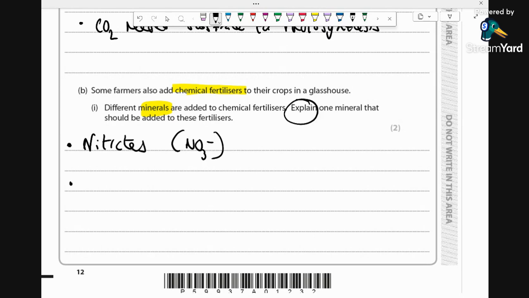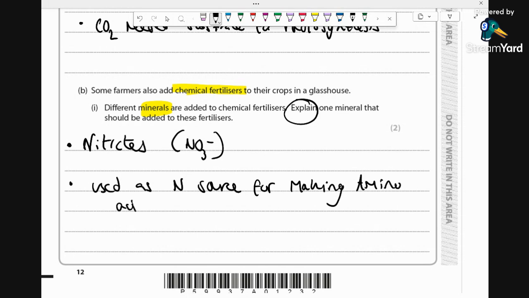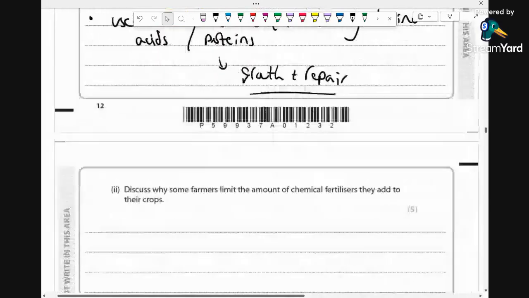So I need to explain it's used as a nitrogen source for making amino acids and therefore proteins, which are needed for growth and repair. So there we go.